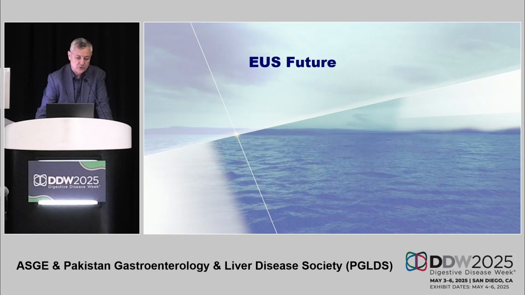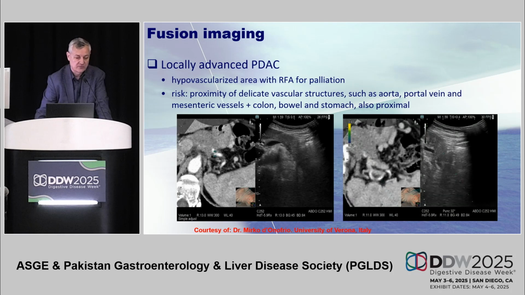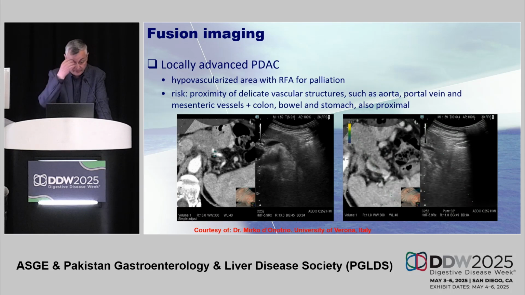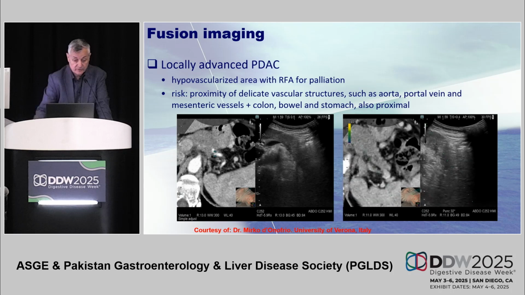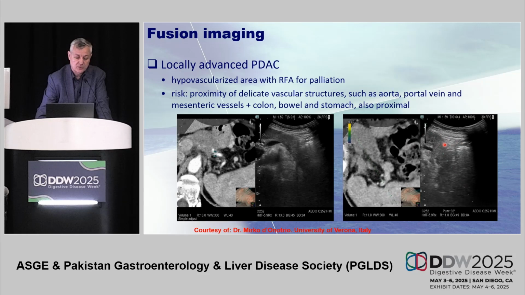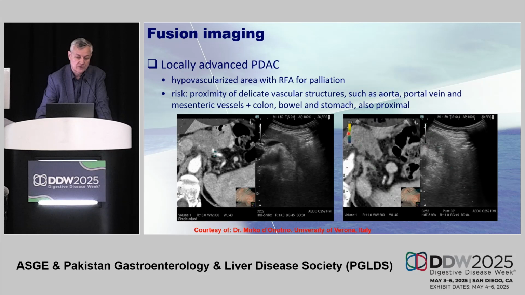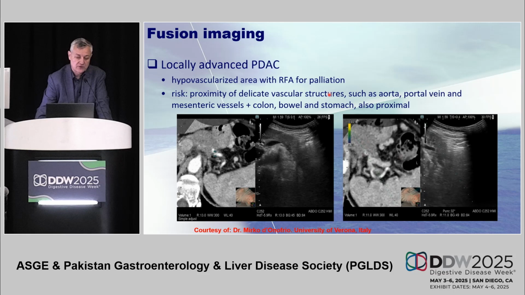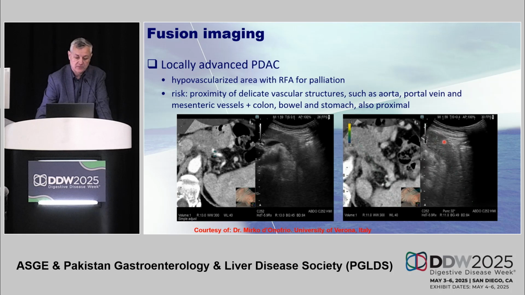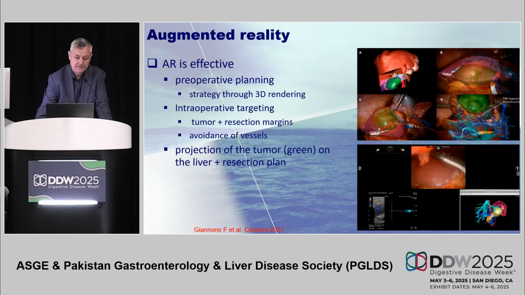So what is the future? We will probably need better techniques. We will probably need fusion imaging. This is an example from a friend in Verona, Professor Mirko Donofrio. This is transabdominal ultrasound with fusion imaging. It's a pancreatic ductal adenocarcinoma, which you can see on transabdominal ultrasound, but also on CT. And you can actually guide your therapy or radiofrequency ablation based on both images, ultrasound and also CT.